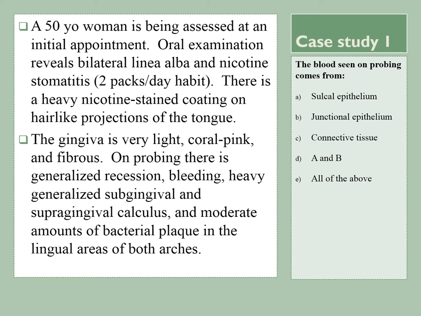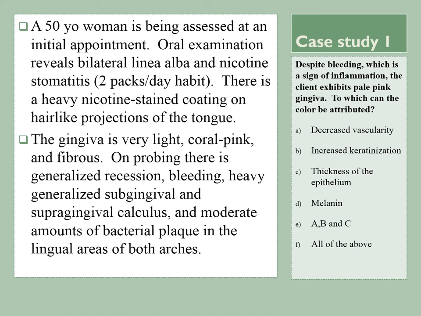The blood on probing comes from which of the following? Now, don't get distracted. It would be really easy to get confused between trying to decide whether it's sulcular or junctional epithelium across which the blood flows. But we're asking where the blood is coming from, and I've already asked you this question in a previous lecture. And as we know from that previous lecture, epithelial tissues are avascular. The blood is not coming from either of these epithelial tissues. So you don't have to worry whether it's the actual sulcular or junctional epithelium that's been damaged. And instead, that's going to leave us with just the connective tissue.